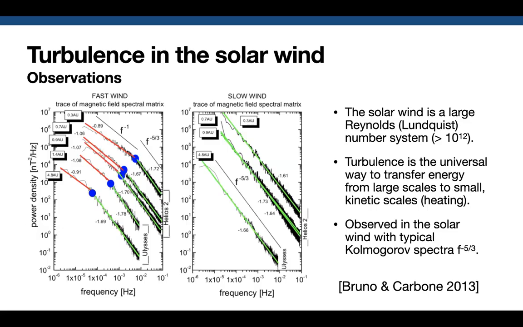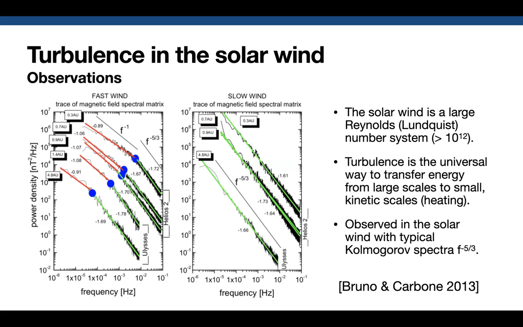And as my talk title probably was announcing, the hypothesis I'm going to be focusing on is turbulence. And the reason is that we have many years of observations of the turbulence in the solar wind.